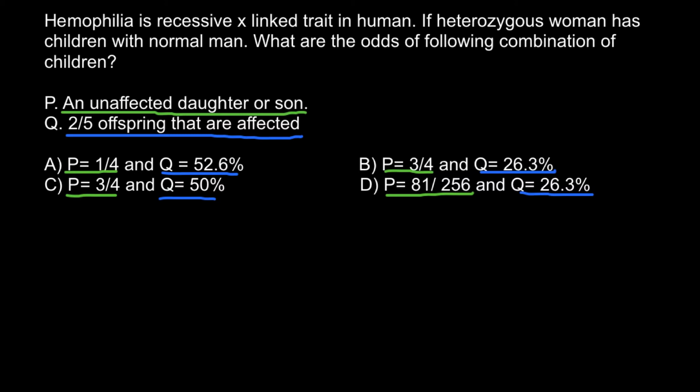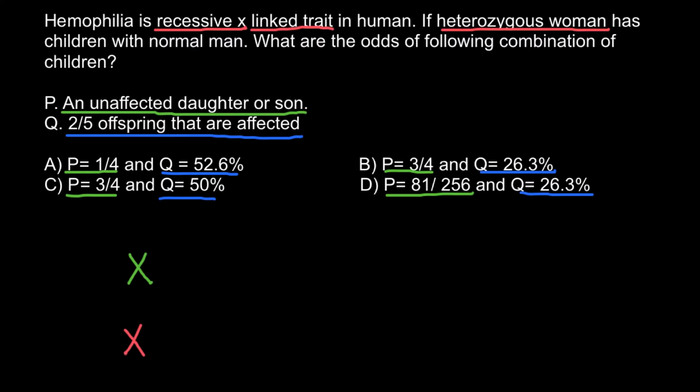So the first part would be very easy. We are told that hemophilia is a recessive X-linked trait, and we are told that the woman is heterozygous and the man is normal. So the genotype of the female would be XX, and I would use green color to designate the normal X chromosome and red color to designate the defective X chromosome.